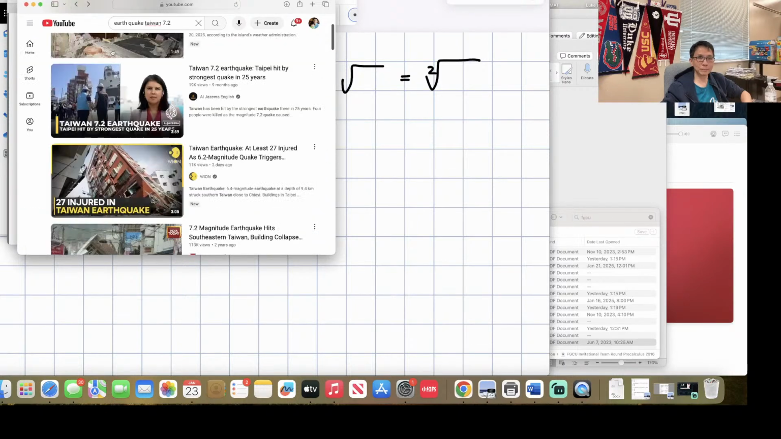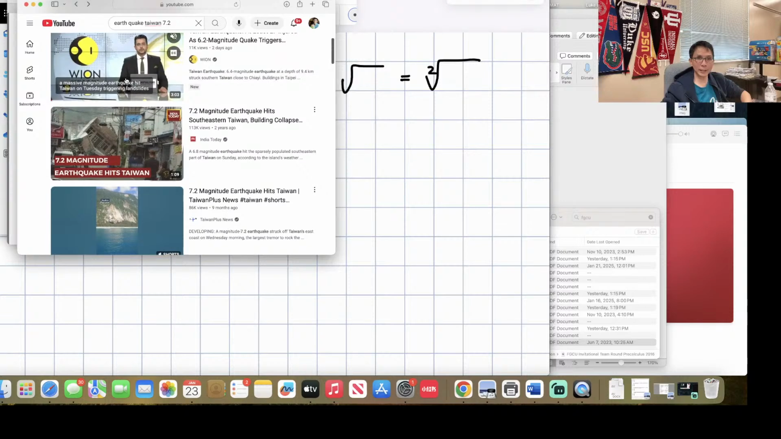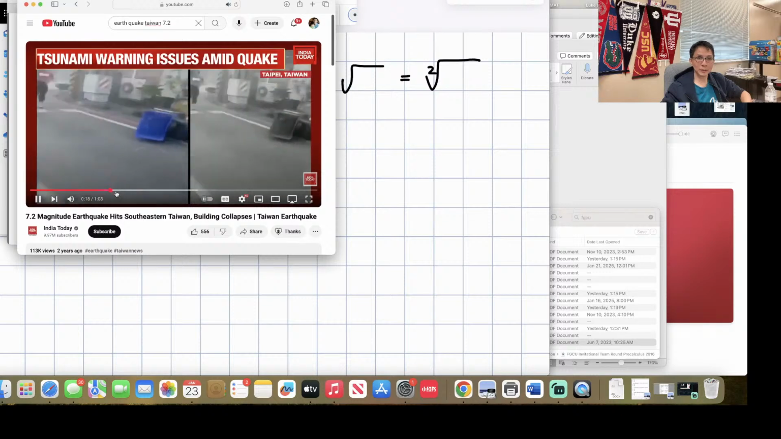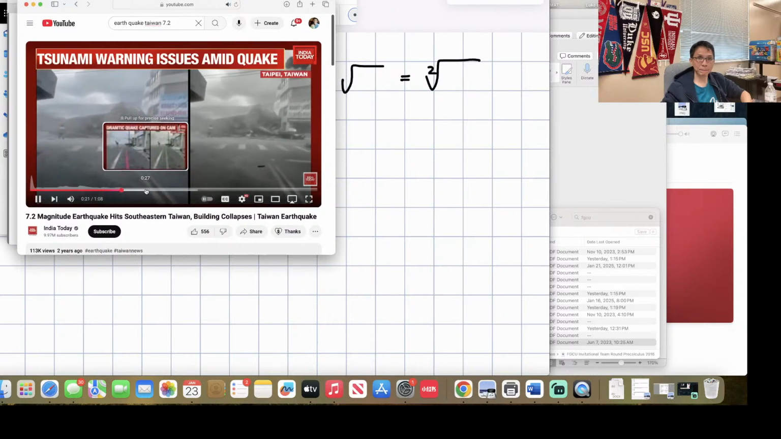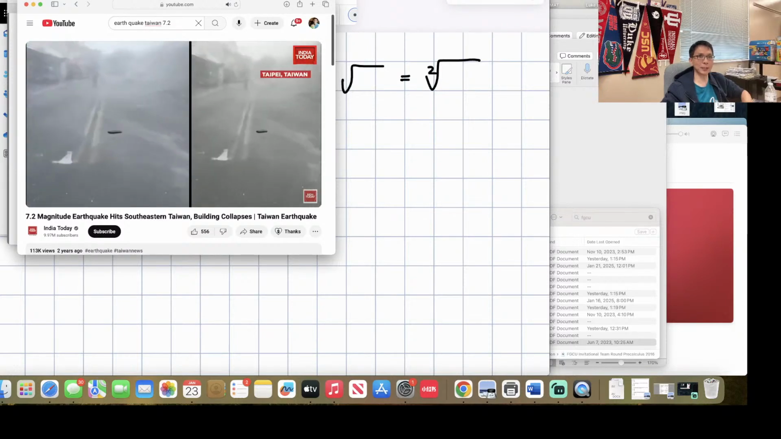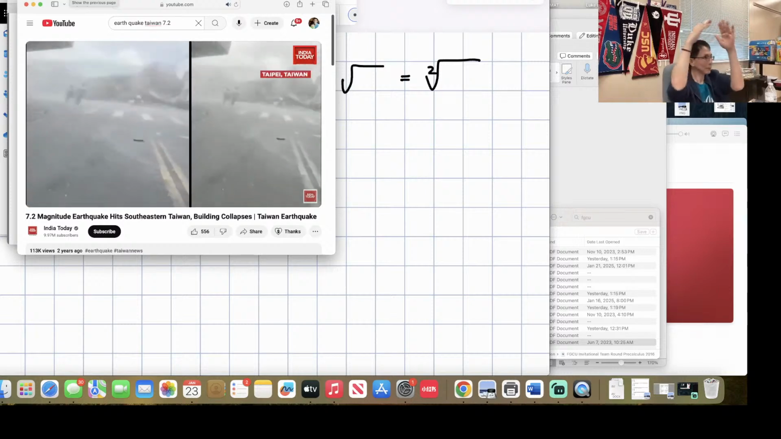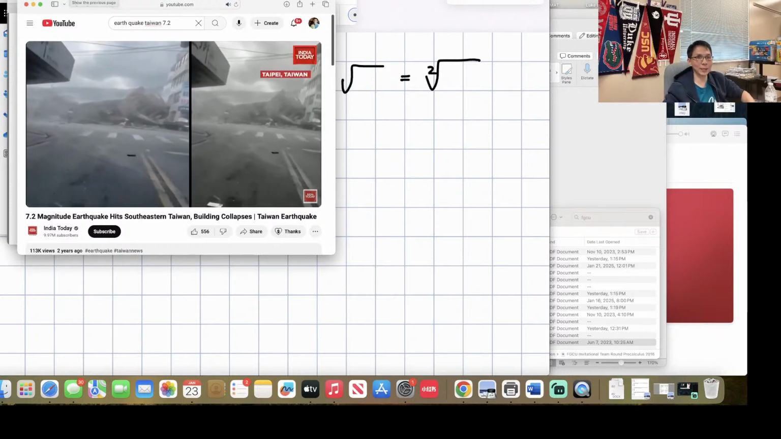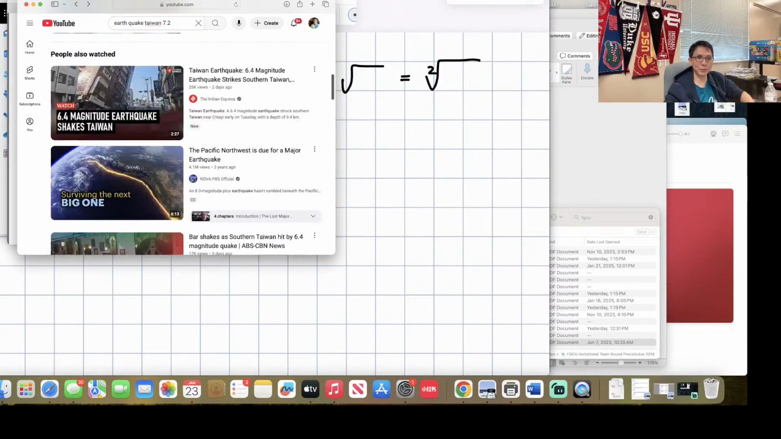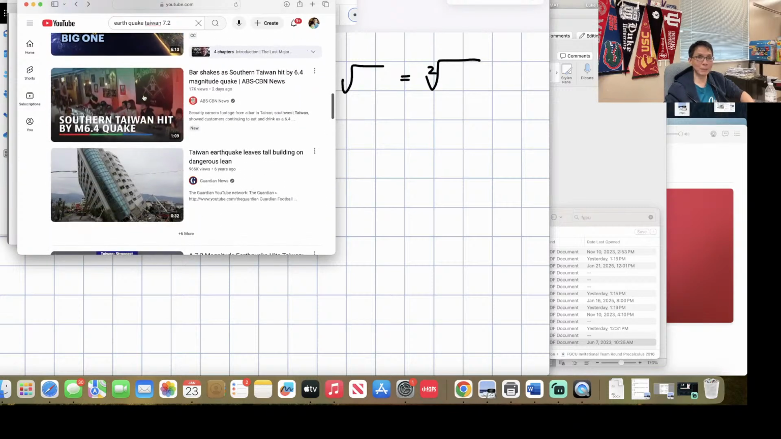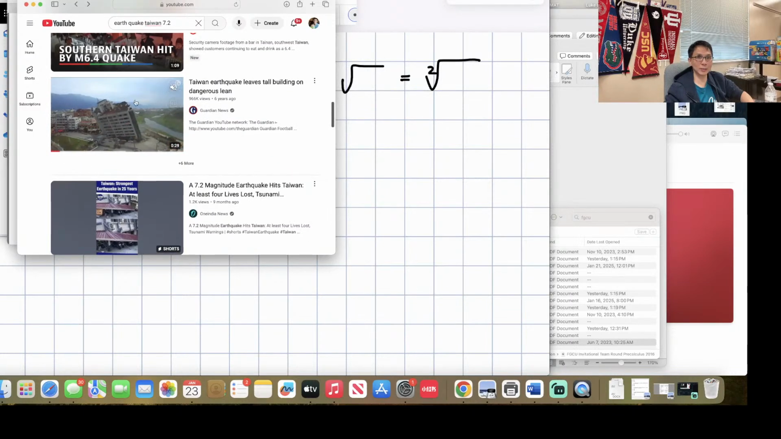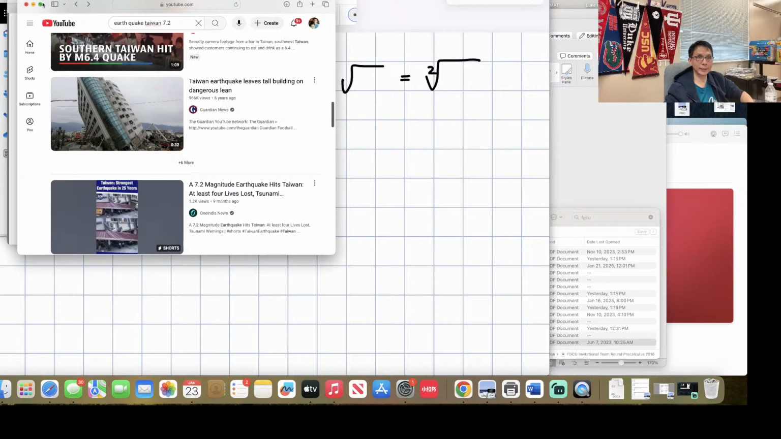Actually, there was one I saw where I literally saw a building just shaking like this, and then they eventually just crumbled. They don't show that, and I don't know which one I saw. But it happened really recently, and the building just shook to this point, and that's how bad the earthquake is.